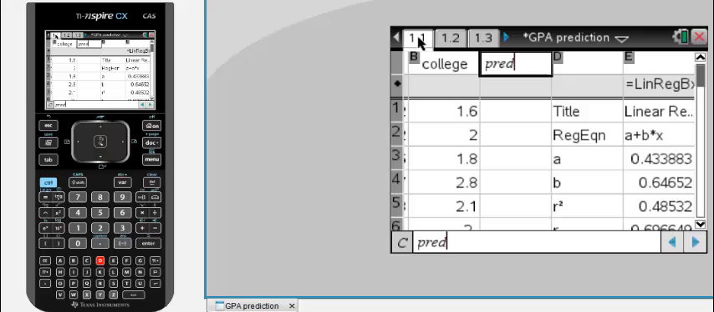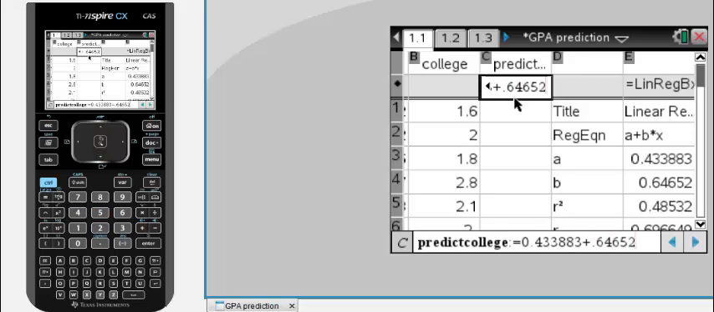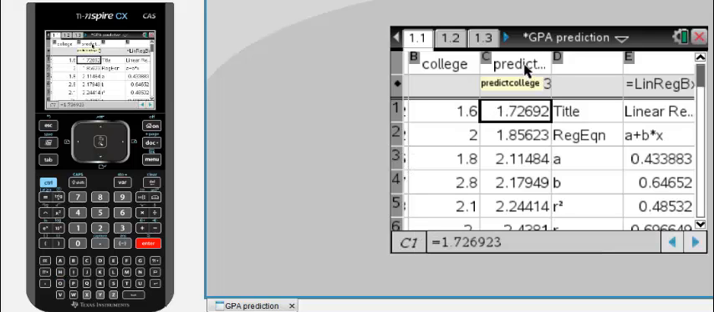So I'm going to do my predicted college. That's going to be my title. And this is actually a formula bar, so I could put equals, and it's going to say predicted college equals my linear regression line: 0.433883 plus my slope, 0.64652, times my x value. I don't think you actually can put x. What I've been doing is putting high for my high school, because my A column has high school. That's what I'm putting in for my x. When I click this, it gives me all of the predicted values.